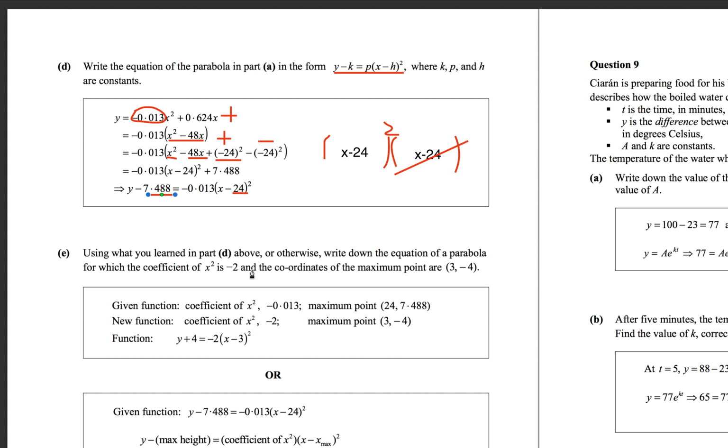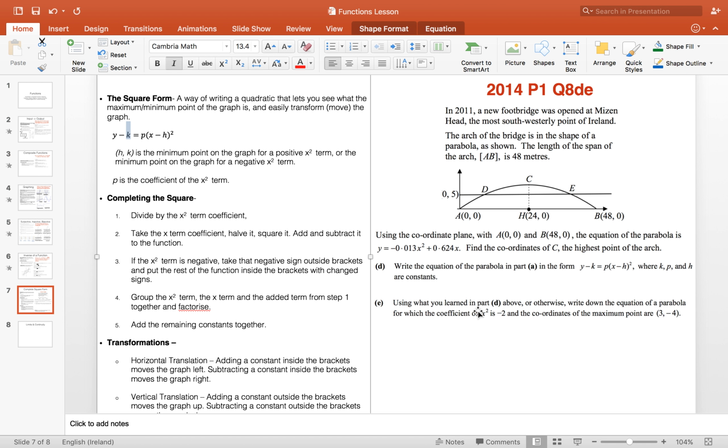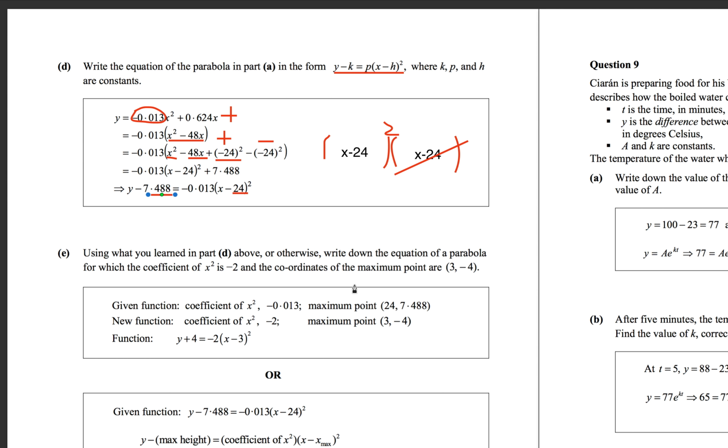Okay, so the next part then is to, using what you learned in part D above, or otherwise, write down the equation of a different parabola for which the coefficient of x squared is minus 2, and the coordinates of the maximum point are (3, negative 4). Okay, so as we can see here, in this form, p is the x squared coefficient, and these are still the maximum point. So this here is the maximum point. So instead of this number, we can have negative 2. That's the coefficient of the x squared term.